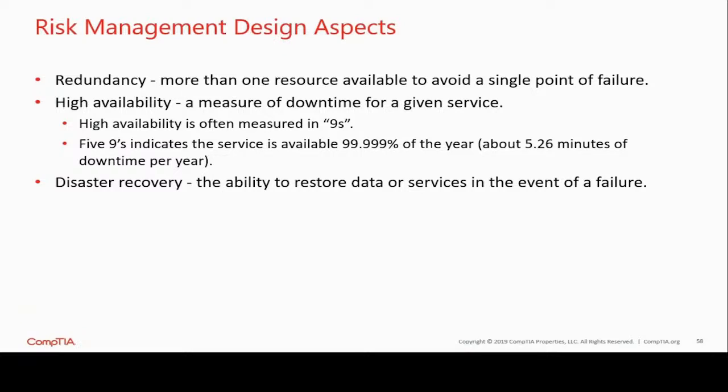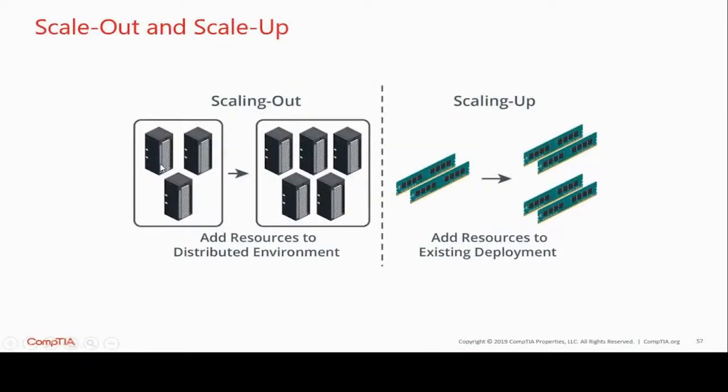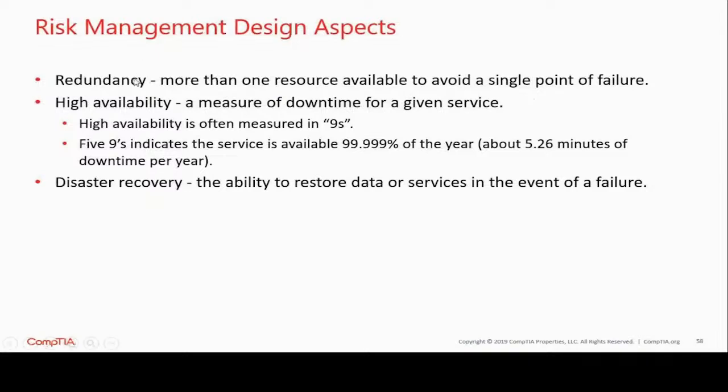So, the risk management design aspect. We have three types of risk management design aspects. One is redundancy, second is high availability, and third is disaster recovery. Redundancy means more than one resource is available to avoid a single point of failure. Coming to this picture, you have one Active Directory, and parallelly you have hosted more than one Active Directory. If this one fails, then the other two will fulfill your requirement. This is called redundancy, meaning to avoid a single point of failure, you have redundancy.